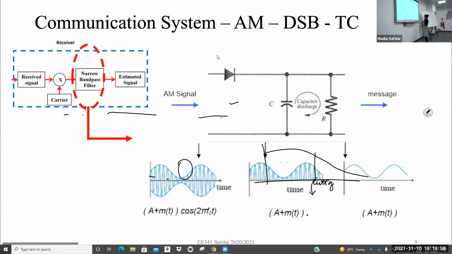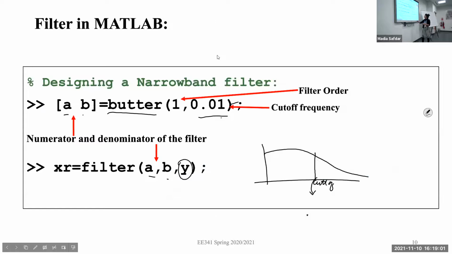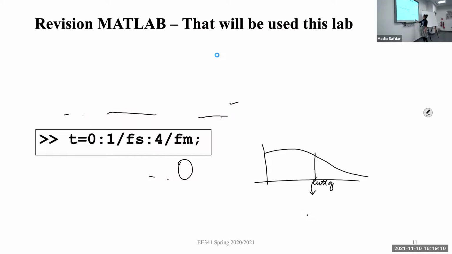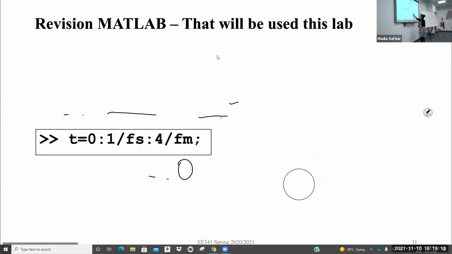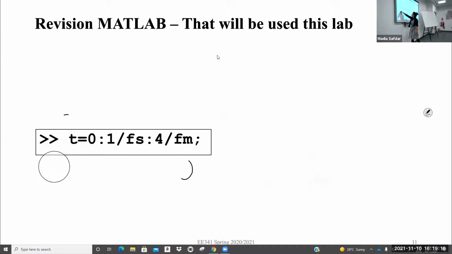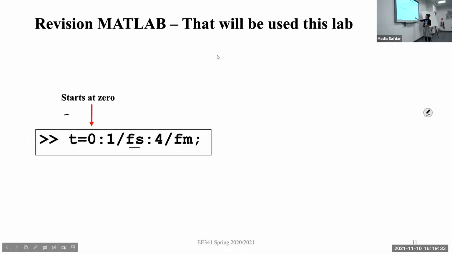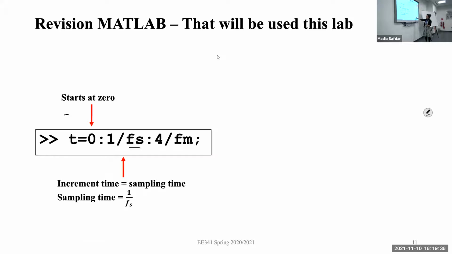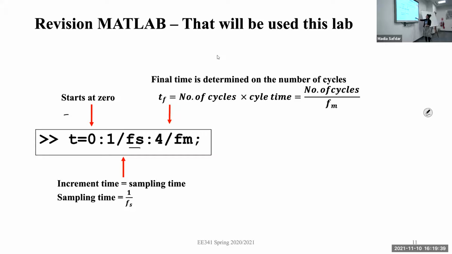Then it will pass through this. So this Y will be your signal plus carrier. Then the filter input signal: whichever signal you want to pass through, and then this is the time scale. I told you this is the starting time, then this is the sampling frequency, and then this is the number of cycles at the output divided by the frequency of the message signal. We did this in the previous class. And this is the number of cycles.